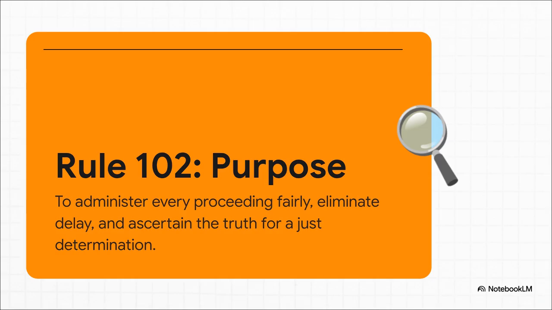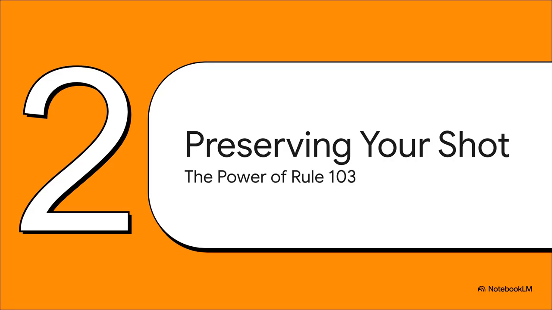But Rule 102, now that's the heart of it. That's our mission statement. It tells us the whole entire point is to be fair, to be efficient, and most important of all, to find the truth so we can get a just result. That's the star we're all steering by. Okay, now let's get into the real meat and potatoes, because this right here is where it all happens. Rule 103 is, and I'm not exaggerating, maybe the most important rule a trial lawyer has. It's all about preserving your one shot to get a mistake fixed on appeal. And if you mess this up, well, there's usually no second chances.